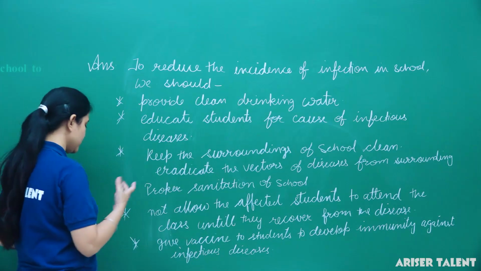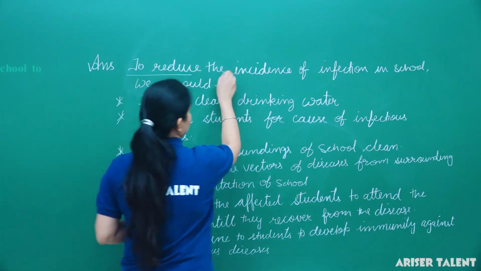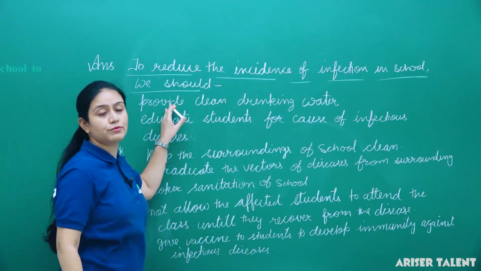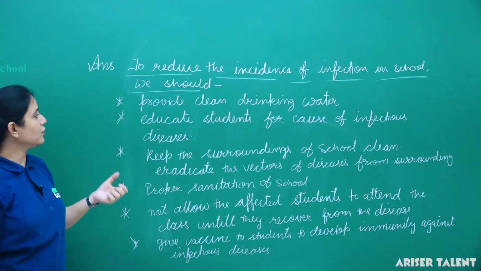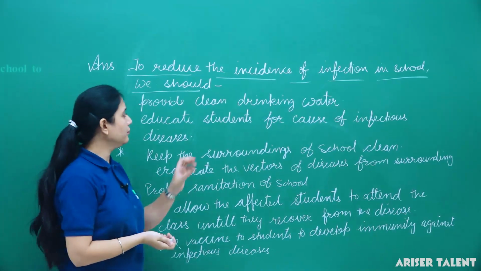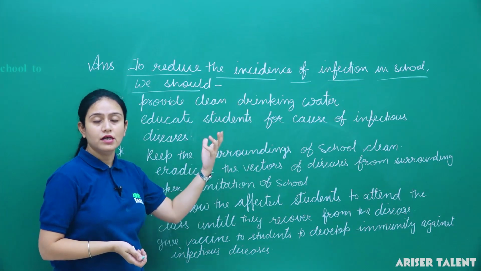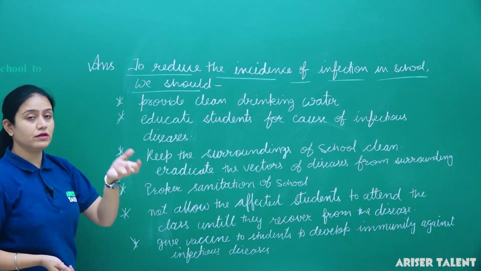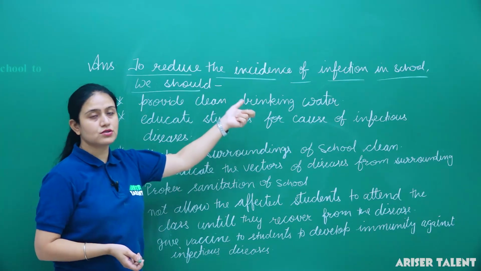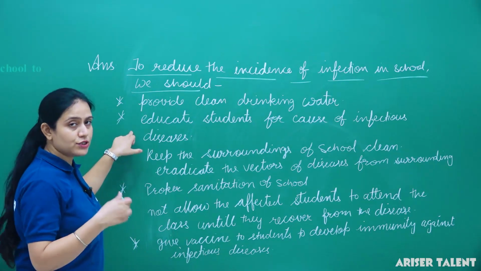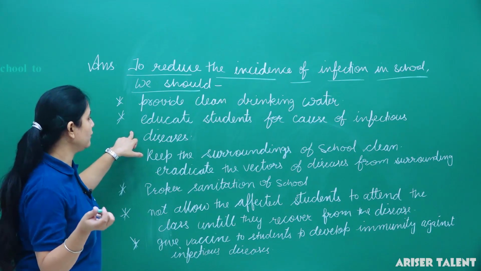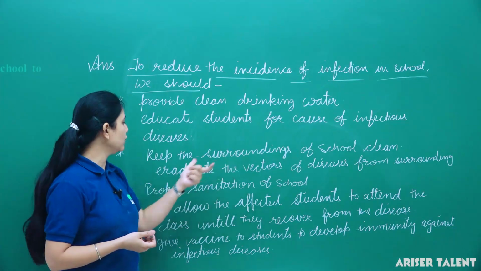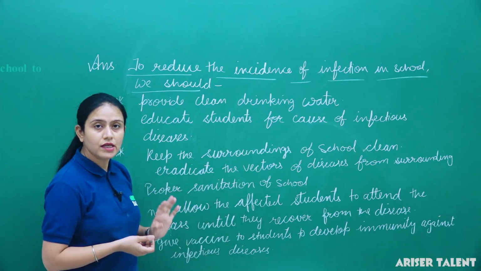So how can we reduce the incidence? To reduce the incidence of infection in school, what should we do? First of all, we should provide clean drinking water to the students, because as we all know, infected food, meaning contaminated food and water, are generally the cause of infectious diseases. So if we provide them clean drinking water, we can reduce the incidence of infectious disease. We should educate students about the causes of infectious diseases so that they can follow the precautions. Keep the surroundings of school clean, eradicate the vectors of diseases from the surroundings.